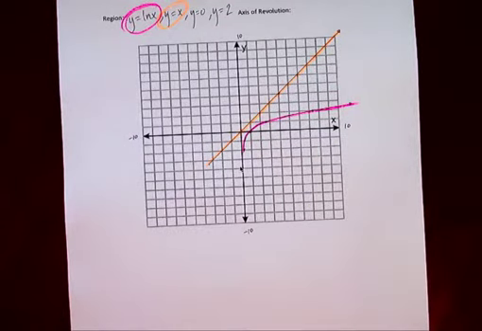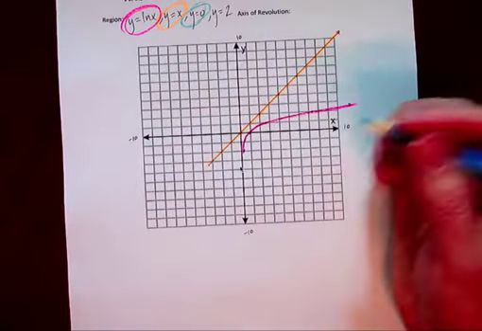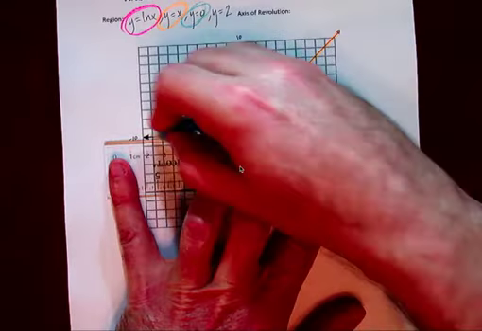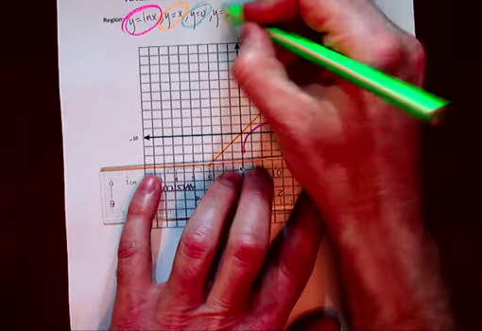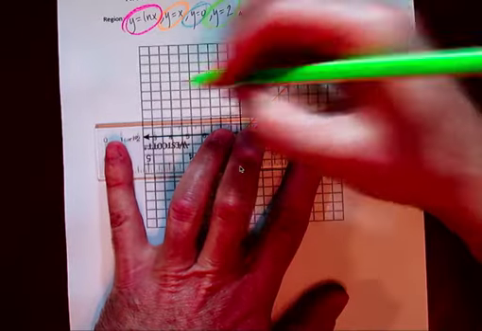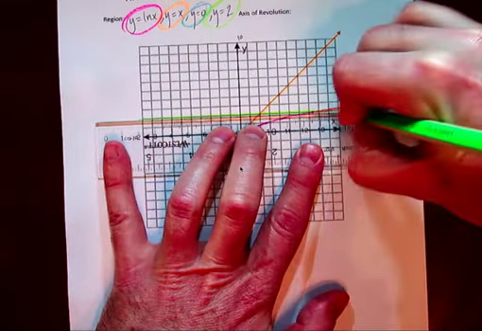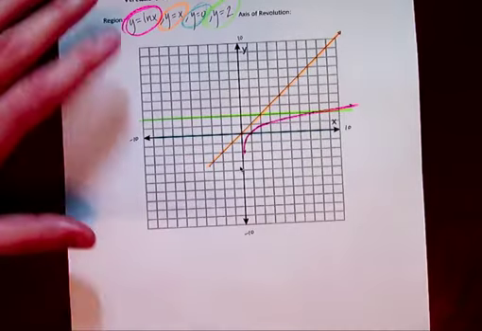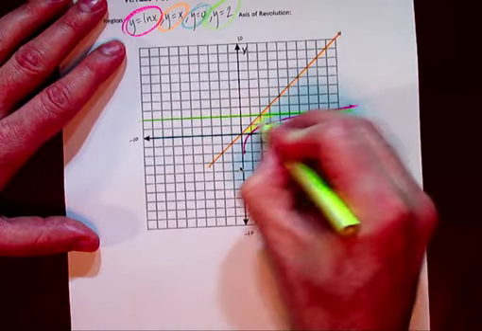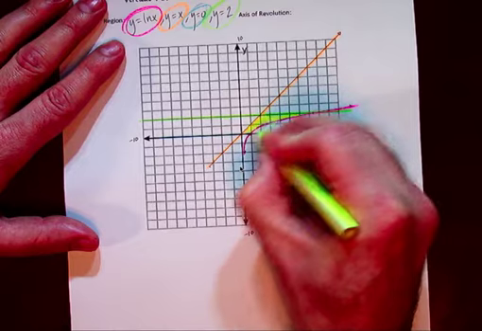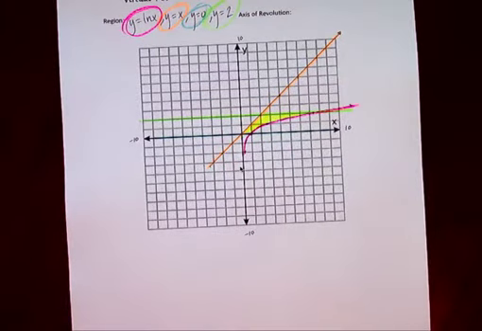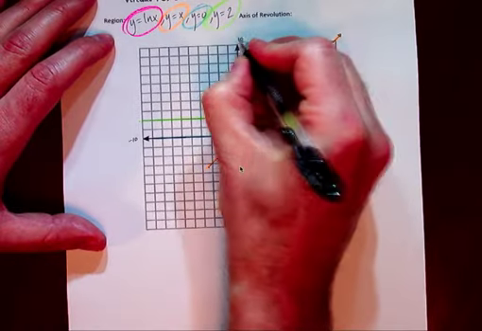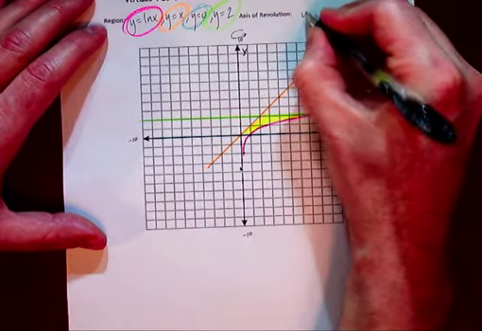Now, I also need to deal with y is equal to 0, and that, of course, is the x-axis. And I also need to deal with y is equal to 2, and that is right up here. Now, the region that I have been given is this, in here. All right. Well, what we're going to do is spin it around the y-axis.